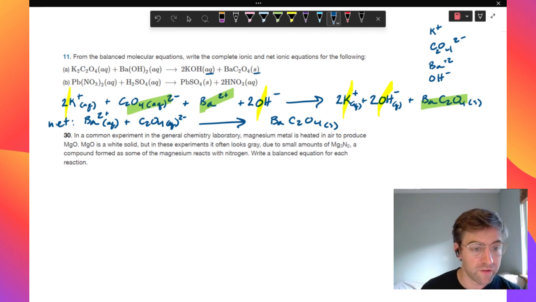And our solid over here on the right. So that is our net equation. They are balanced. No coefficients needed. We're done.